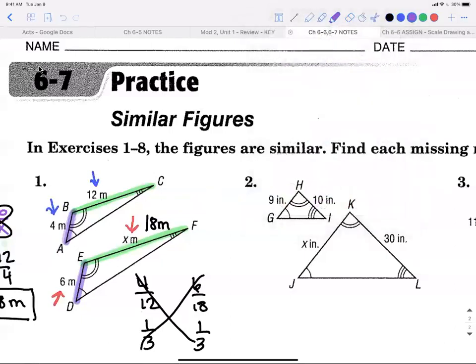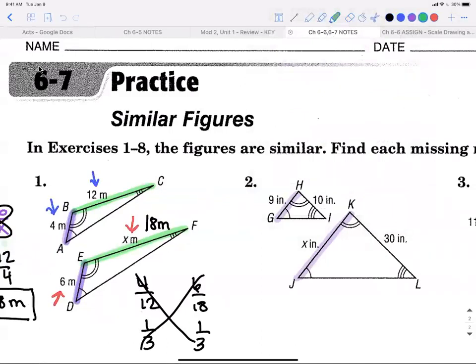So I'm going to come in and I'm going to say that GH on this triangle matches JK over here, right? Those two are matching. How did I decide that? Well, if you look at your little corner slash marks, in the corner of GH was 1 and 2. In the corner of JK is 1 and 2. That tells you they're not twisted.